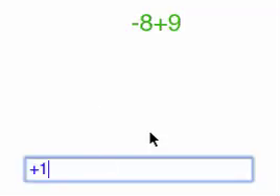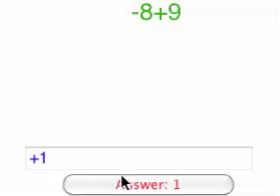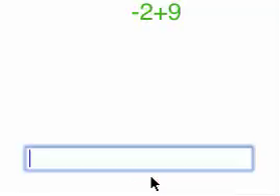Okay, you don't have to put the plus in front of it. In fact, it really didn't like it. It wanted just to be 1. I'll fix that so it doesn't do that, but there you go.